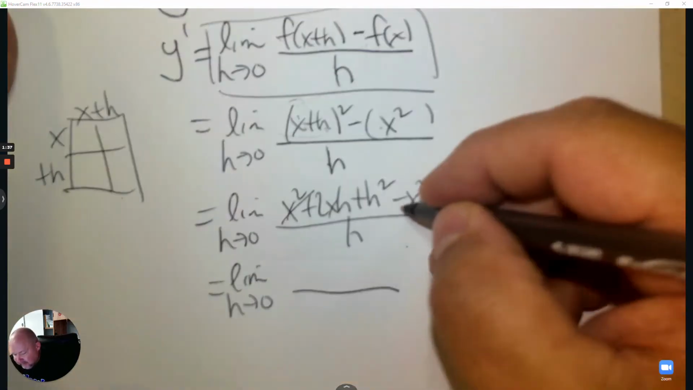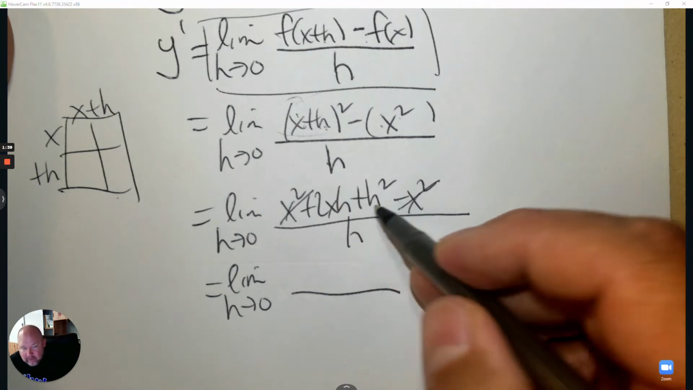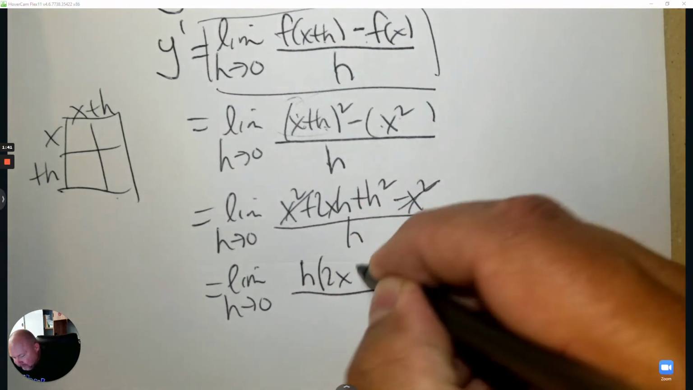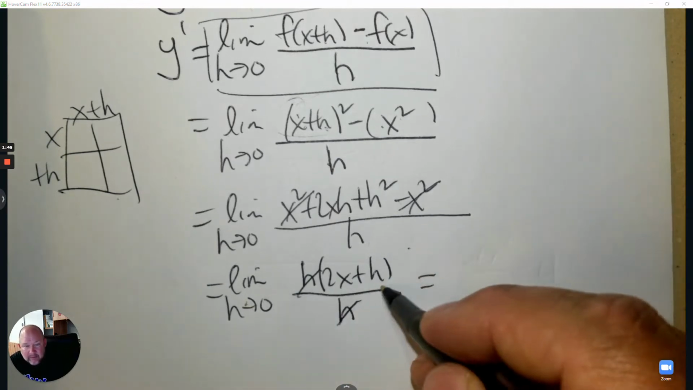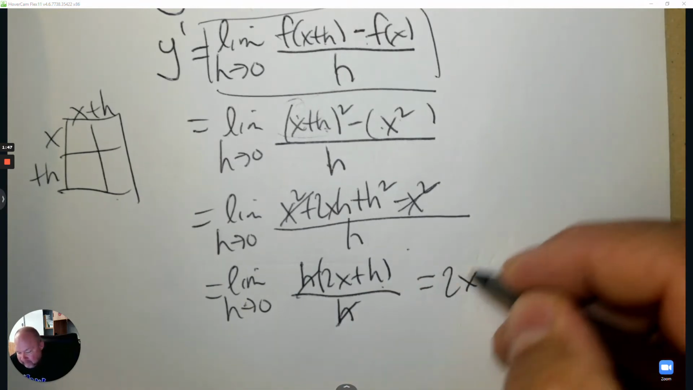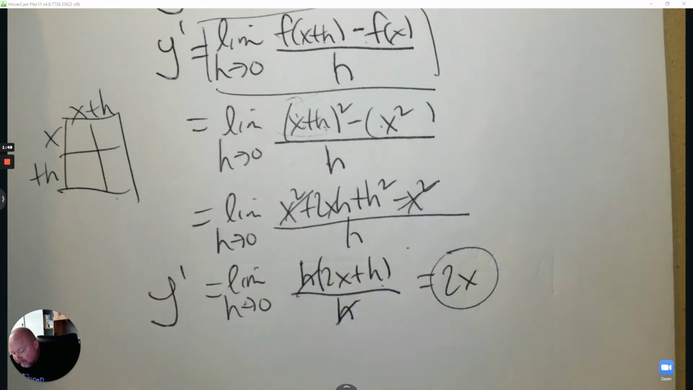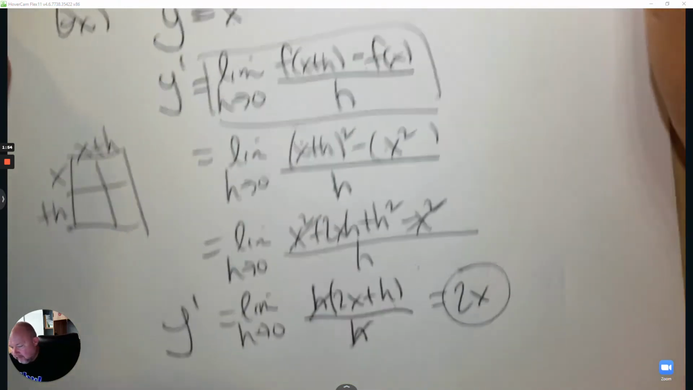So x squared, take away x squared. And then what's left, we're going to factor out an h. And now I can remove it. Now I can plug in 0, and I have my answer. And this is the answer. That's the derivative. And the answer is 2x. Let's try one more before you have to do the quiz.